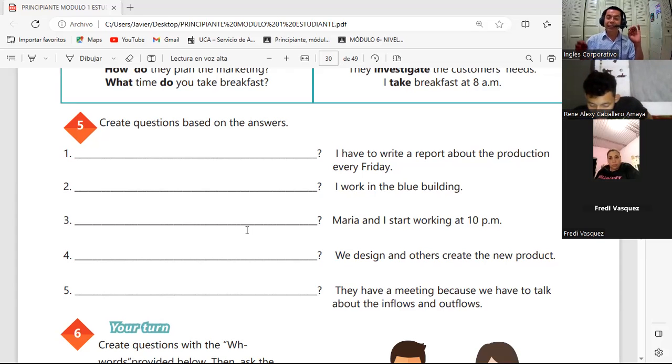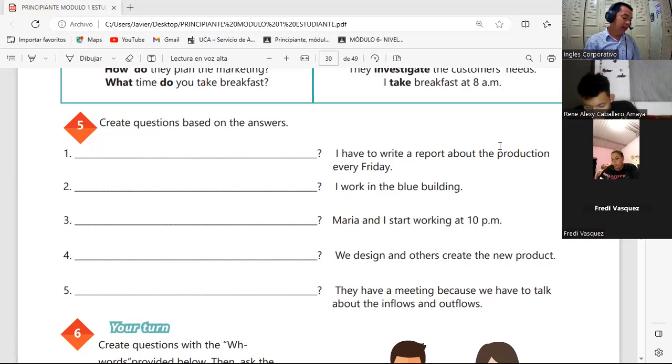Okay, good. So listen, pay attention, right? Because it says, I have to write a report about production every Friday. So what is the possible information question? In this case, is what? Number one is what, right? Teacher, no podría ser también when? When do you? Yes, it could be. You're right. It could be when. Yes. Good. Number two. What is the possible question? Where? Because it's the blue building, right? En el edificio azul, you know.